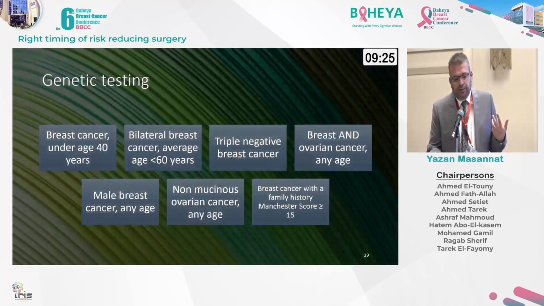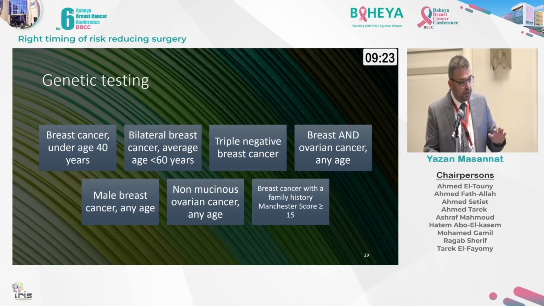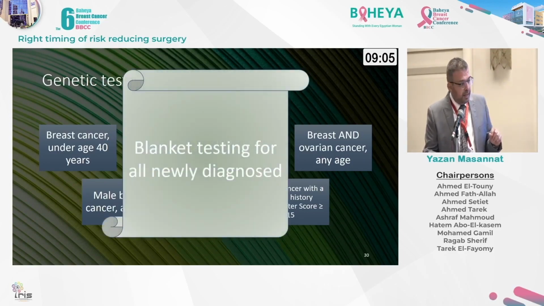We usually test patients that are diagnosed under the age of 40. Bilateral cancers, average age of less than 60. Every single triple negative is tested now. Breast and ovarian cancer at any age, male breast cancer, and patients that have family history with a Manchester score of more than 15. And some people are talking about blanket testing of all newly diagnosed patients.